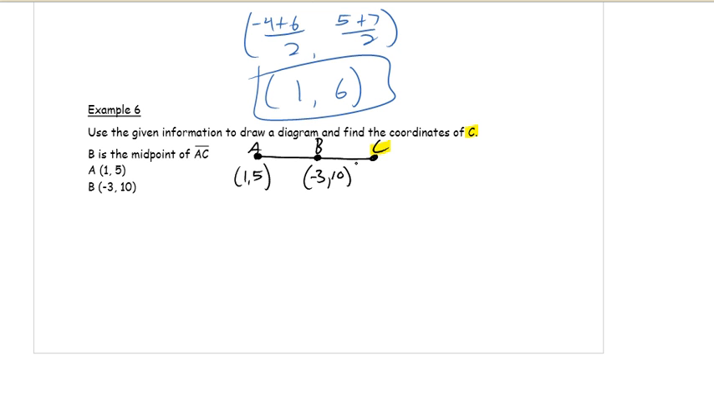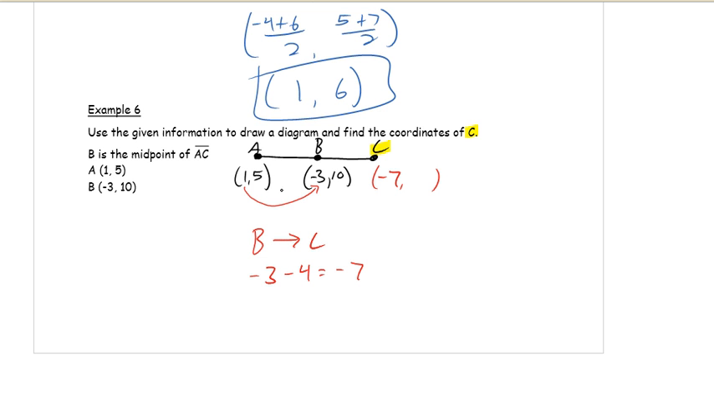So to look at this, all we're going to have to do is count to find the coordinates of C. To go from 1 to negative 3, think about what you have to do. How do you get from 1 to negative 3? You have to subtract 4. So to go from A to B, you subtract 4. To go from B to C, you have to subtract 4 more. So we're going to take negative 3 minus 4 more, or plus a negative 4. We're at negative 7 now.